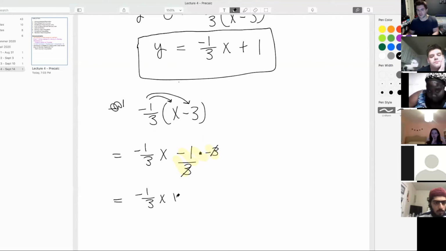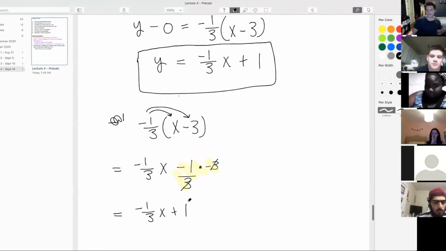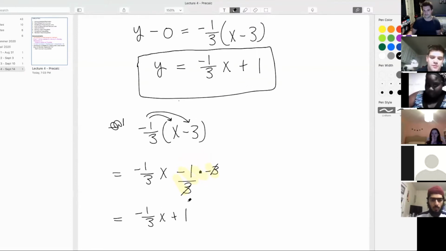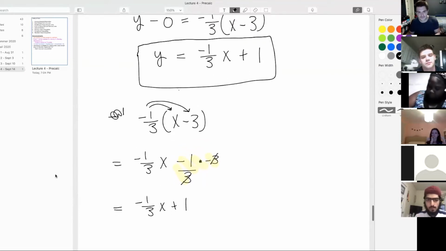So it's negative 1/3 x plus 1. So essentially, could it just be 3 over 3? Yes, that's another way to think about it. It would just be 3 over 3, which is 1. Got it. Thank you. Of course. All right, good.